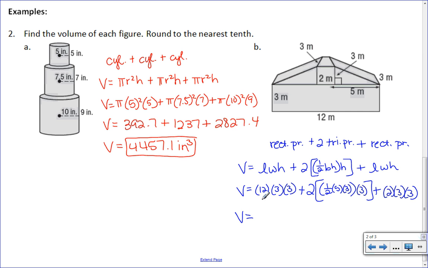together. So here, 12 times 3 times 3 is 108. And then 2 times all of this is 45. And then 2 times 3 times 3 is 18. When we add those all together, we get a total volume of 171 cubic meters.